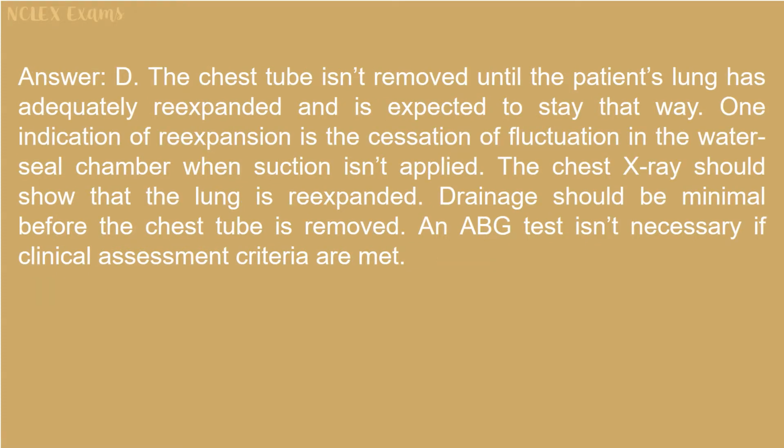Answer D. The chest tube isn't removed until the patient's lung has adequately re-expanded and is expected to stay that way. One indication of re-expansion is the cessation of fluctuation in the water seal chamber when suction isn't applied. The chest X-ray should show that the lung is re-expanded. Drainage should be minimal before the chest tube is removed. An ABG test isn't necessary if clinical assessment criteria are met.